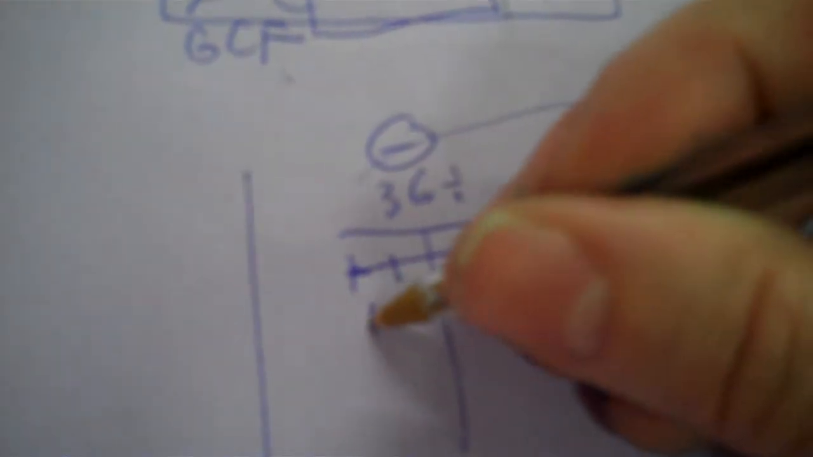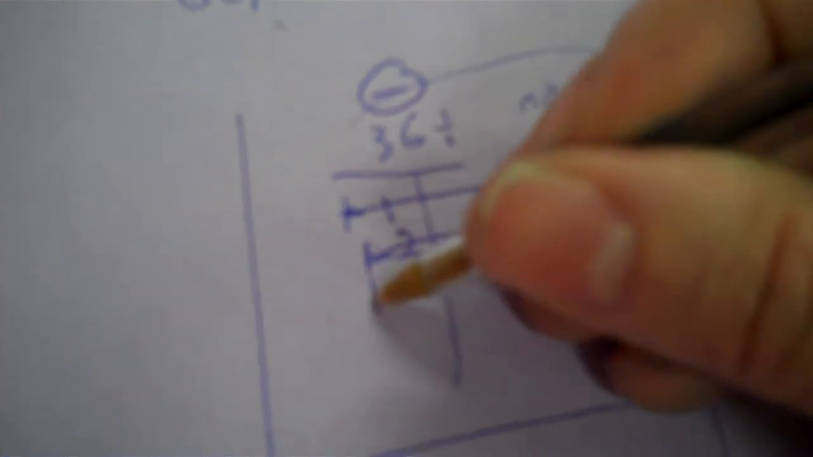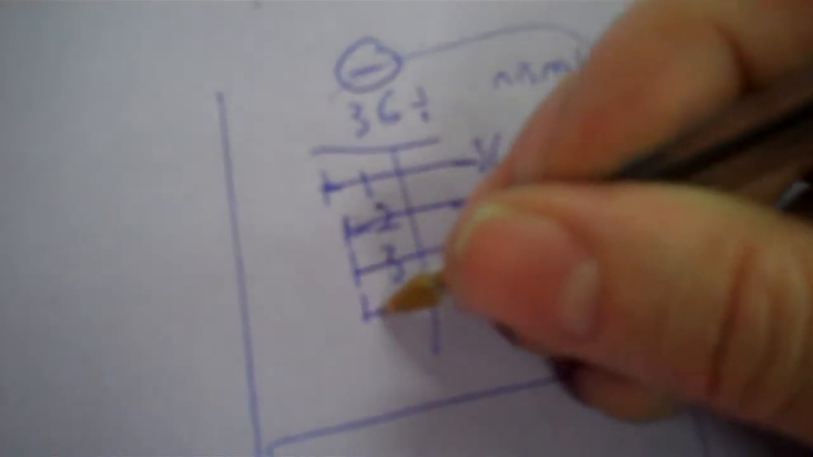So 1 and 36, no. Then I divide 36 by 2, 2 and 18, no. 36 divided by 3, 12. That's negative 9, doesn't work. 36 divided by 4 is 9, and that's it, okay? Got the right sign and everything.